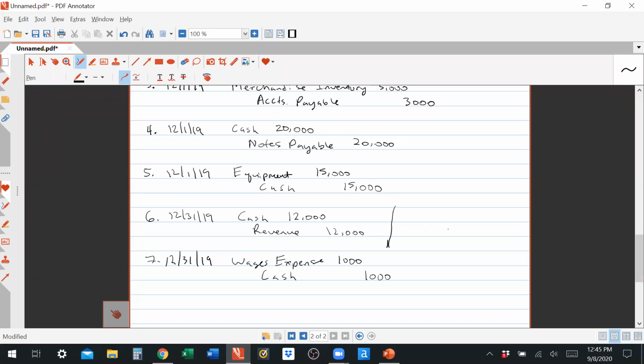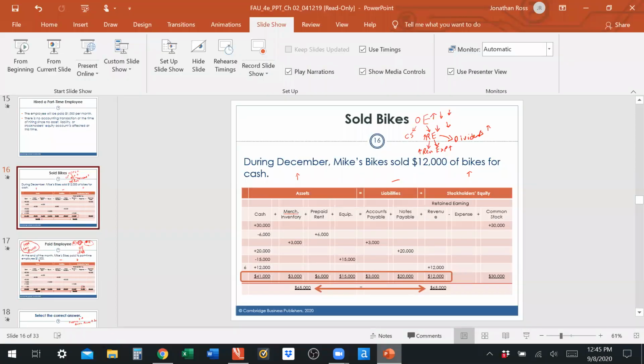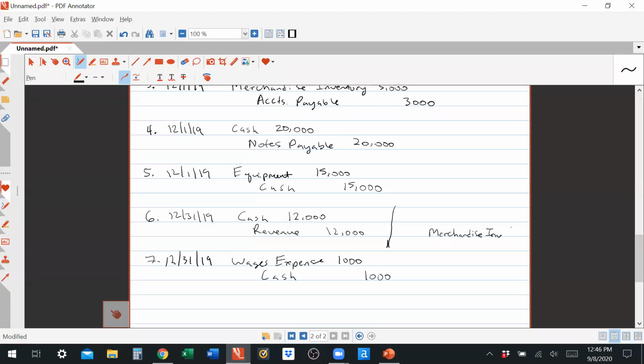So merchandise inventory would be credited. It's an asset, and we know assets went down in the form of merchandise inventory went down because we sold our bikes. So how do we make an asset go down? We credit it. And what was the dollar value? We received $12,000 from the customer for $3,000 worth of bikes. And I'm assuming we sold all the bikes that are in our merchandise inventory. So if we did sell all of them, then our merchandise inventory decreased by $3,000. And so there's the credit to merchandise inventory.